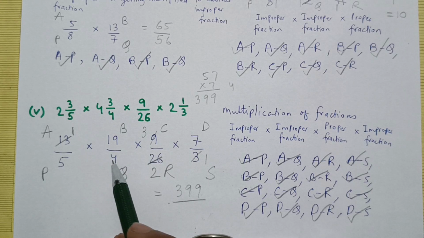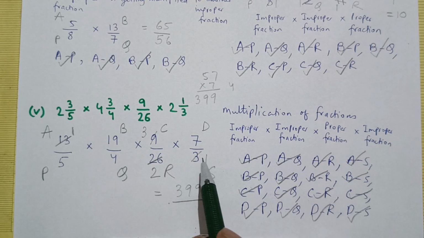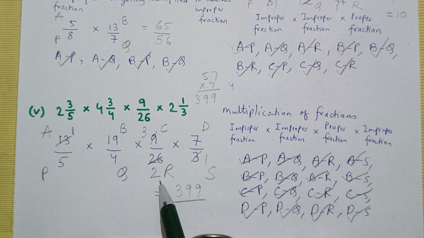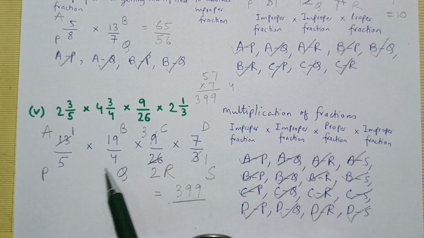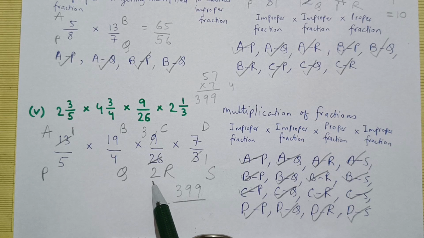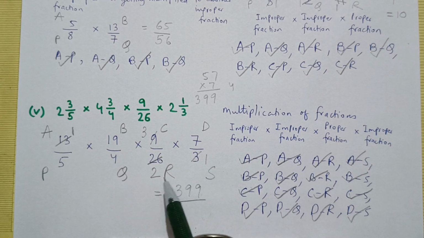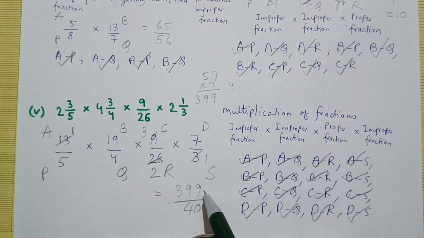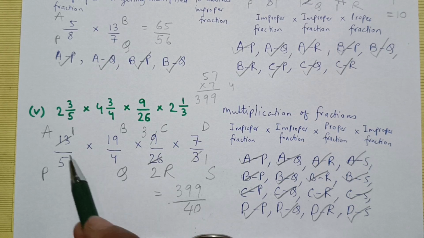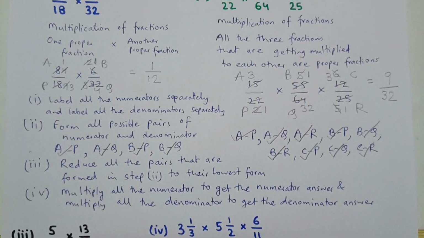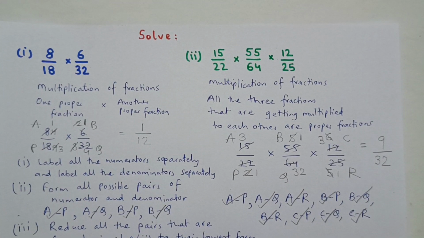Now let us multiply all the denominators to get the denominator answer. So the denominators are 5, 4, 2 and 1. So 5 into 4 into 2 into 1. 5 into 4 is 20, 20 into 2 is 40, 40 into 1 is 40. So the denominator answer is 40. So 399 by 40. This is the answer for question number 5. So this is how we can solve multiplication of fractions.